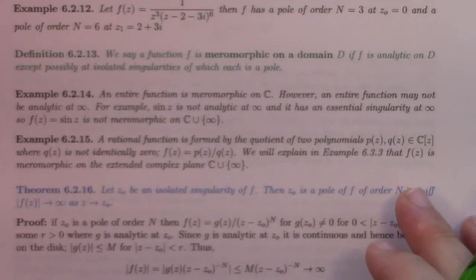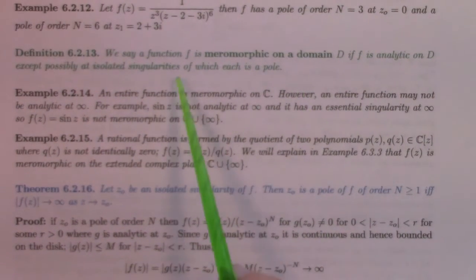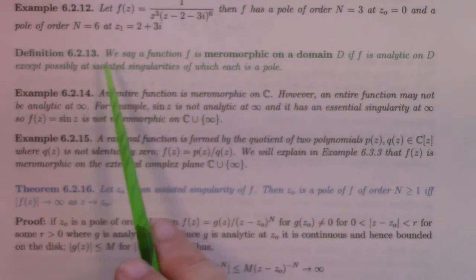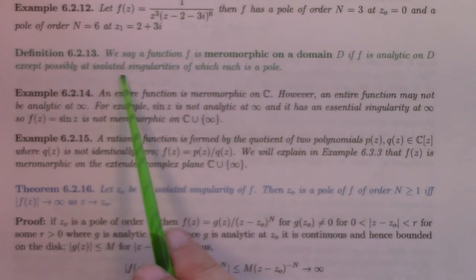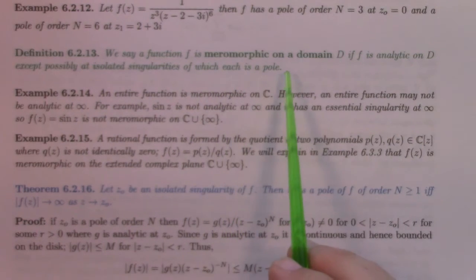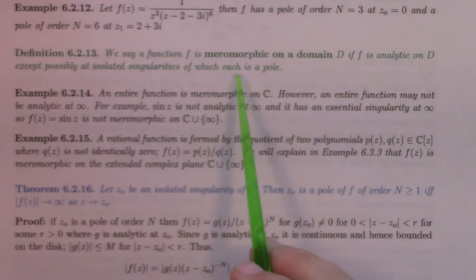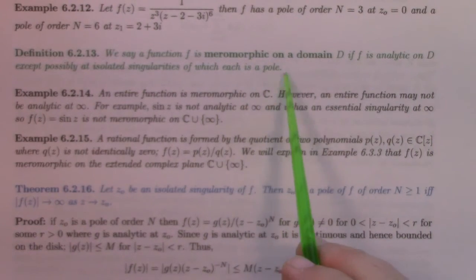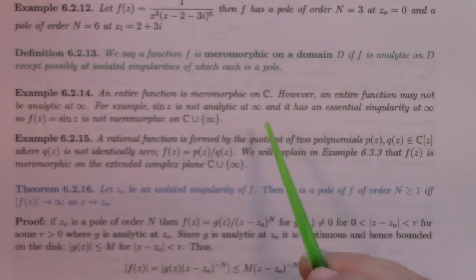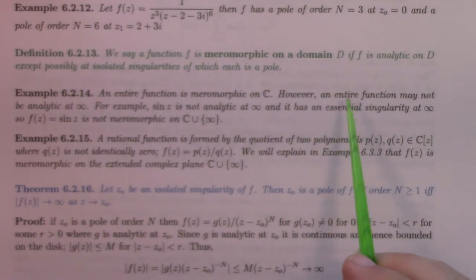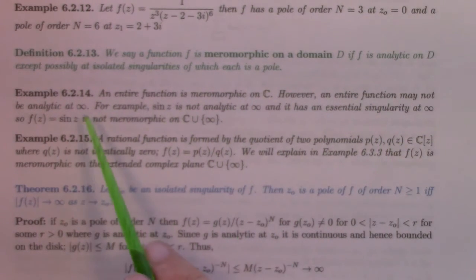Now, this definition is important to be with us for a while. We say a function f is meromorphic on a domain D if it's analytic on D except at possibly isolated singularities, each of which is a pole. So in other words, meromorphic means it's analytic almost everywhere except where it's not, and where it's not, it's just a pole, all right? So every entire function is meromorphic on C, but an entire function does not have to be analytic at infinity, right?